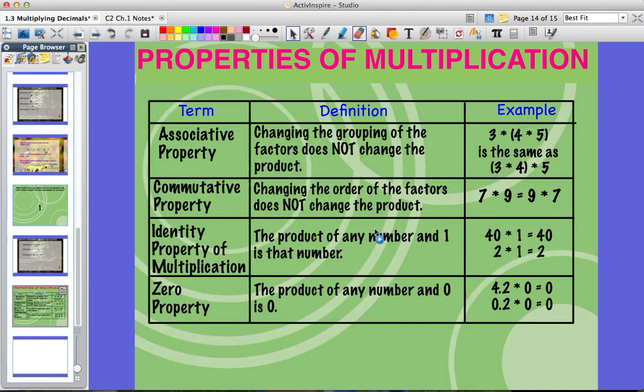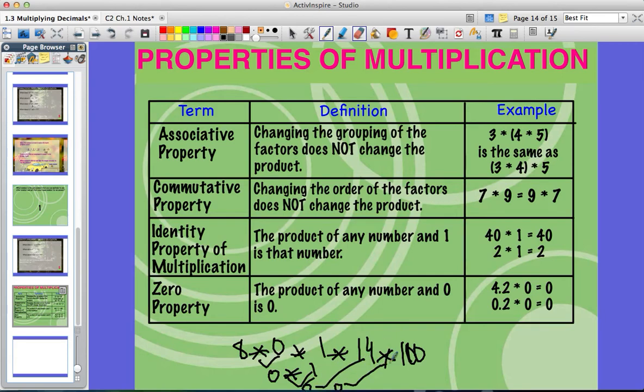So anytime that you see something multiplied by 0, even if it's 8 different numbers in a row, 8 times 0 times 1 times 14 times 100, it's going to give you 0, because this gives you 0. And then that 0 times 1 will give you 0. The 0 times 14 will give you 0. And then that 0 times 100 will give you 0. So if you ever see a 0 in there with multiplication, it's going to give you 0.